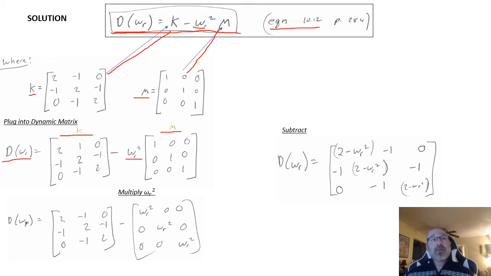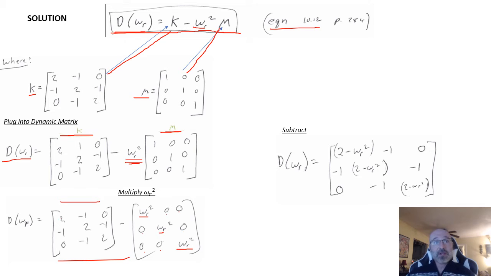So I look at this relationship and say, okay, I see this omega r squared here. I'm going to distribute this through my m matrix. So that's what I do down here. Leave my k matrix the same over here, and now I distribute through my omega r squared. So I end up with omega r squared, 0, 0, 0, omega r squared, 0, 0, 0, omega r squared. So at that point, now I have 2 matrices of the same size. They're both 3 by 3 matrices here. So now I can just do some subtraction.